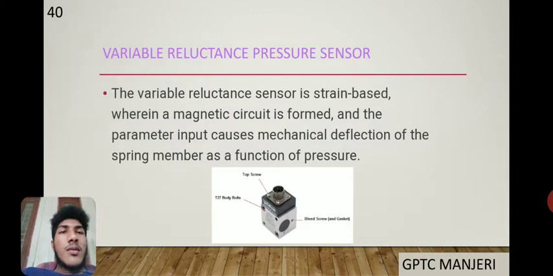Next, the variable reluctance pressure sensor. The variable reluctance sensor is a strain-based sensor wherein a magnetic circuit is formed and the parameter input causes mechanical deflection of the spring member as a function of pressure.